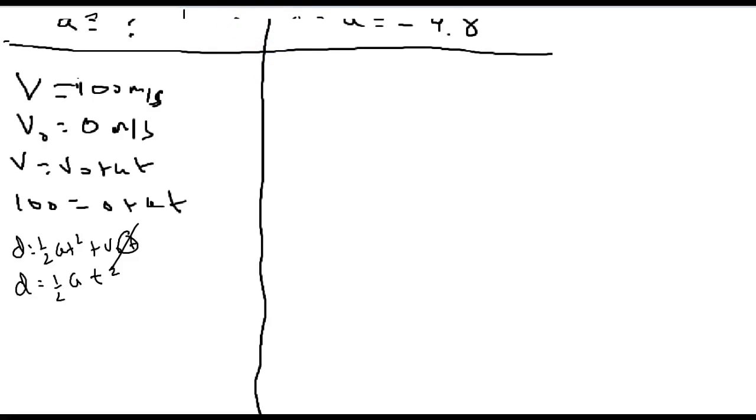I'm not sure what to do after that. Well, the left side didn't work. Let's try the right side, shall we? We got V equals V naught plus AT. We got D equals 1/2 AT squared.